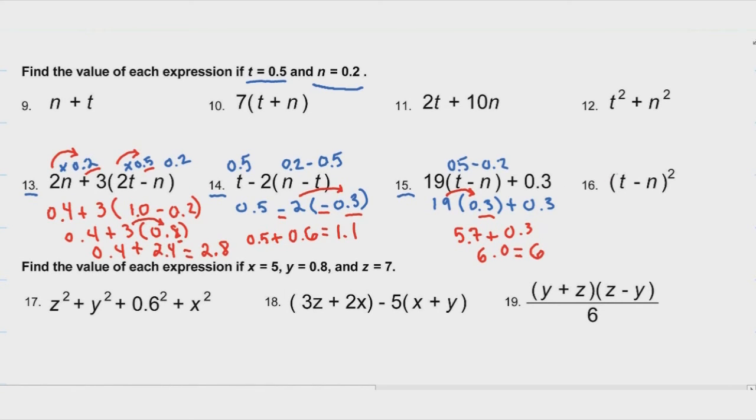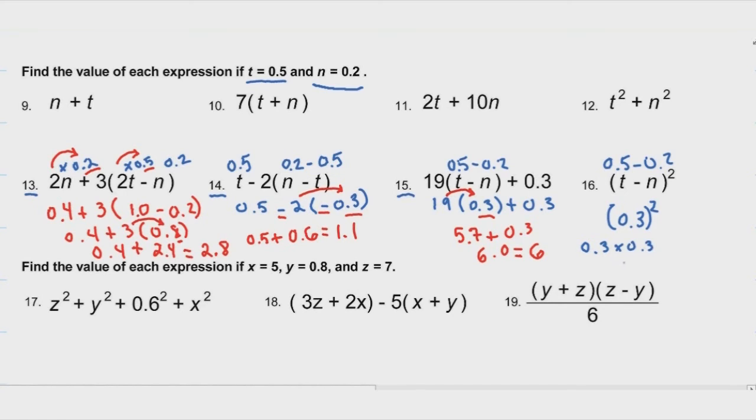Last one in this set, problem 16. T equals 0.5 minus 0.2. So all we're doing is subtracting 0.5 minus 0.2, which we already did a second ago. That'll give us 0.3, and we have it to the second power, or it's squared, which means we have to do 0.3 times 0.3.